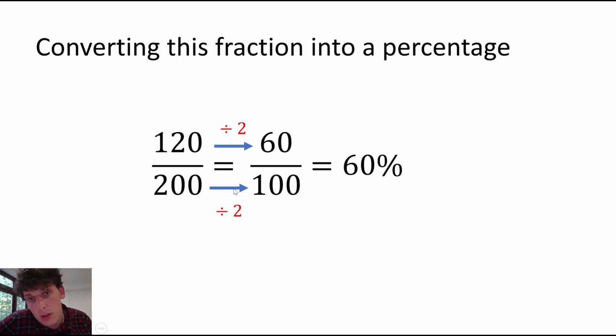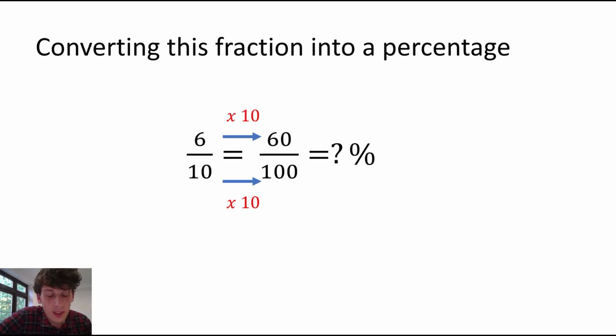How do we get from 200 to 100? We divide by 2. Whatever you do to the bottom, you've got to do to the top. So you've got to divide 120 by 2, which equals 60 over 100. Now 60 over 100 as a percentage is 60%. So 120 over 200 as a percentage out of 100, okay, is 60%.